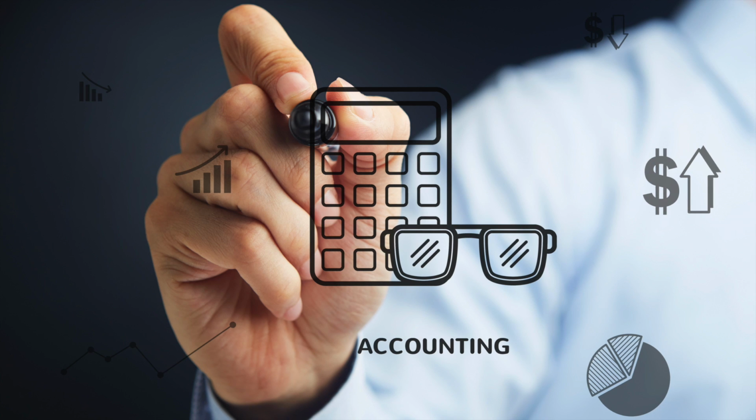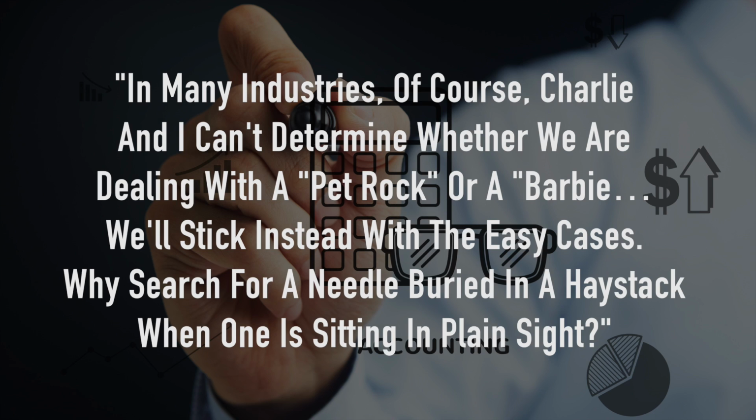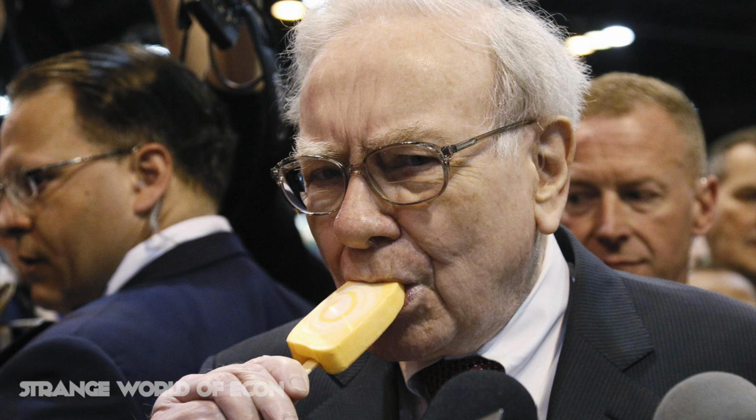As Warren puts it, "In many industries, of course, Charlie and I can't determine whether we're dealing with a pet rock or a Barbie. We'll stick instead with the easy cases." Why search for a needle buried in a haystack when one is sitting in plain sight? By recognizing his limitations, Warren Buffett only invests in businesses that he has confidence that he can assess to a reasonable degree with fuzzy numbers.